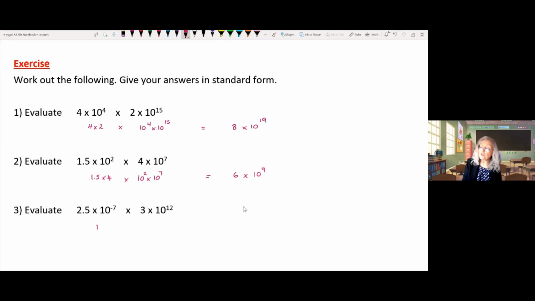This one, 2.5 multiplied by 3, multiplied by 10 to the minus 7, multiplied by 10 to the power of 12. 2.5 multiplied by 3 is 7.5. Multiplied by, and then adding minus 7 and 12, you get 10 to the power of 5.